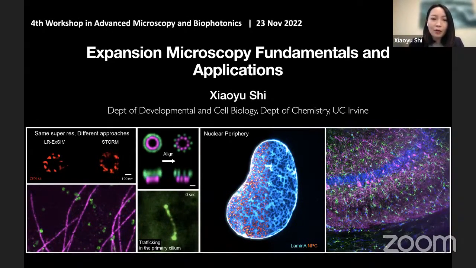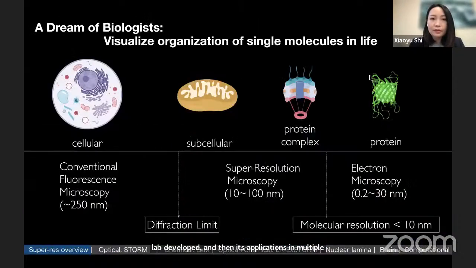I'll go over the two approaches in my talk, focusing on the label retention expansion microscopy, which my lab developed, and then its applications in multiple biosystems. First, I want to share with you the different scales we're looking at when we talk about super resolution microscopy. And these different scales are defined by biologists.